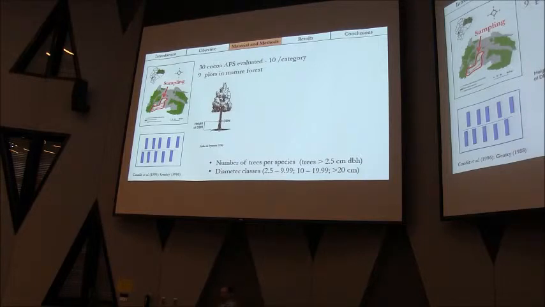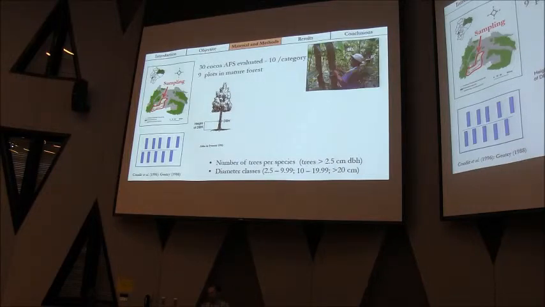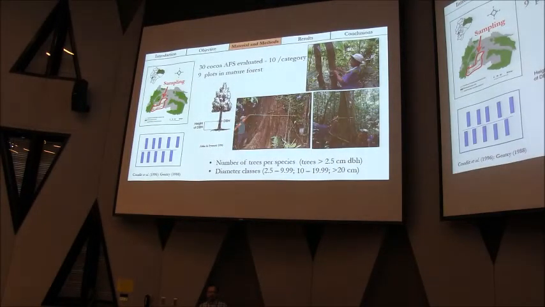So in these plots, I measured all of the trees over 2.5 centimeters in DBH, diameter at breast height, and I divided those trees into three diameter classes to evaluate whether those differences can also be seen in the vertical strata of the trees. So these are some pictures showing that work because I got help from ethnobotanists, who are indigenous Quechua communities that live here. They know a lot about trees, so that was really helpful.